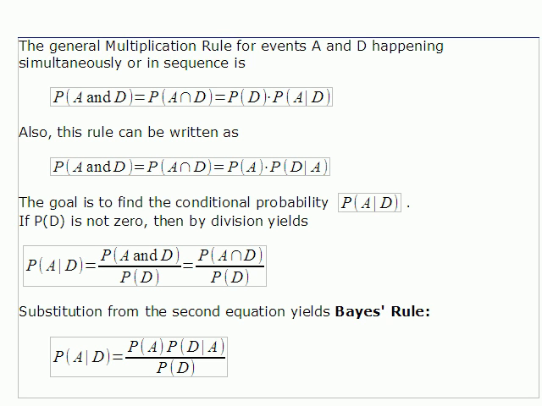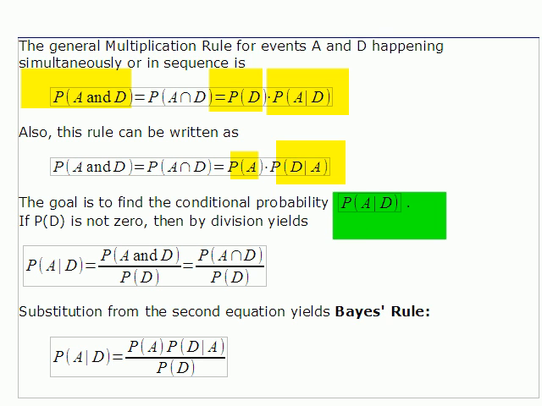Okay, let's start with the general multiplication rule for events A and D happening together. D meaning the data that it's acquired. We're looking at the probability that that data would have even occurred. So the probability of A and D is the probability of D alone times the probability of A given that D has occurred. Or we can write this rule as the probability of A times the probability of D occurring given that A has already occurred. And our goal is to find the probability of A given D. In other words, what is the probability this event is going to happen given that I already saw some data?